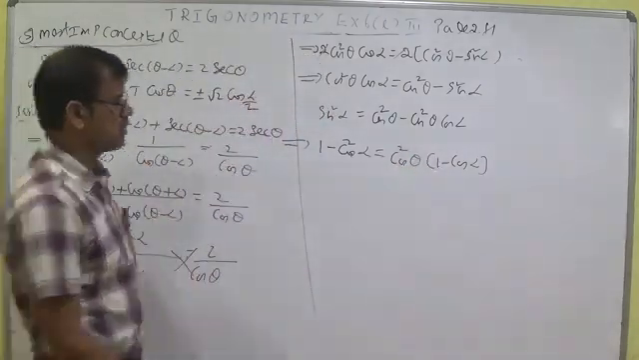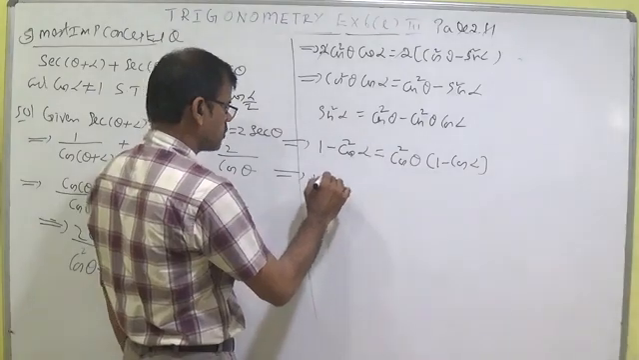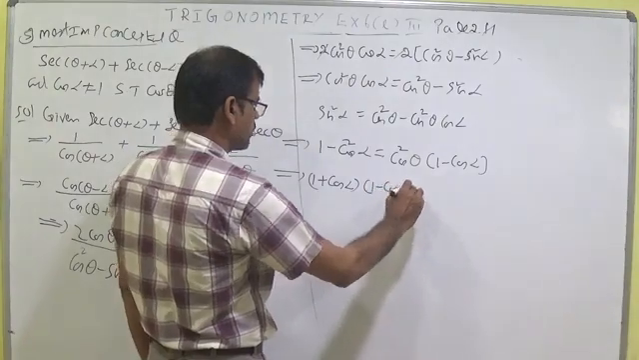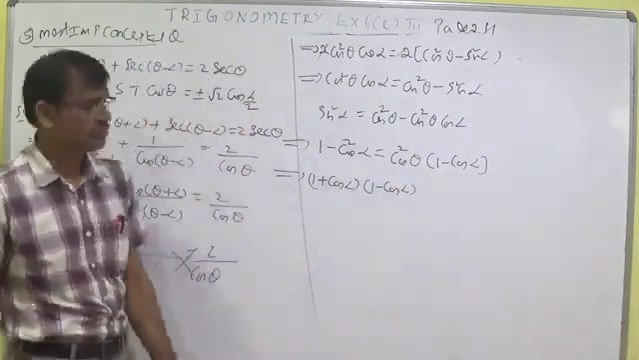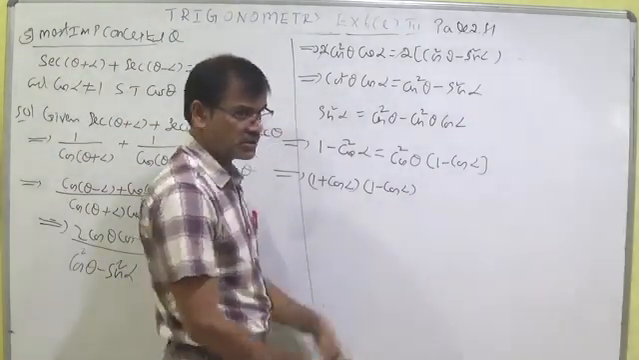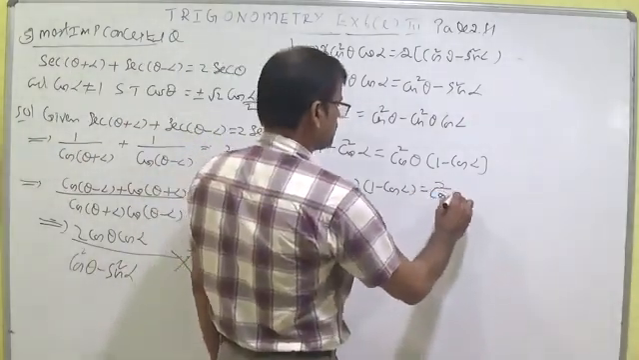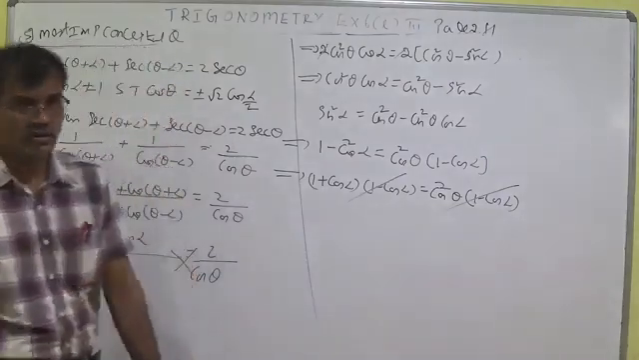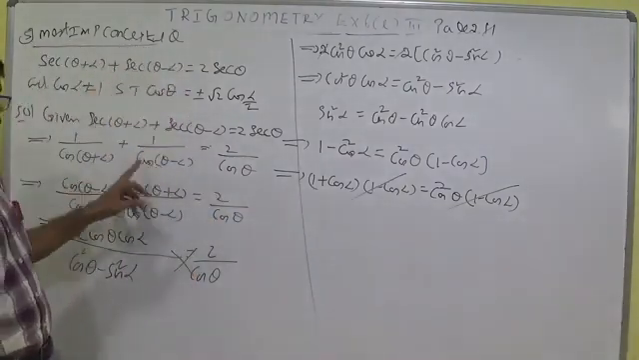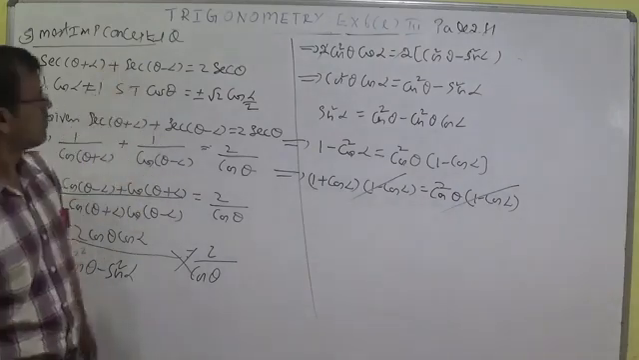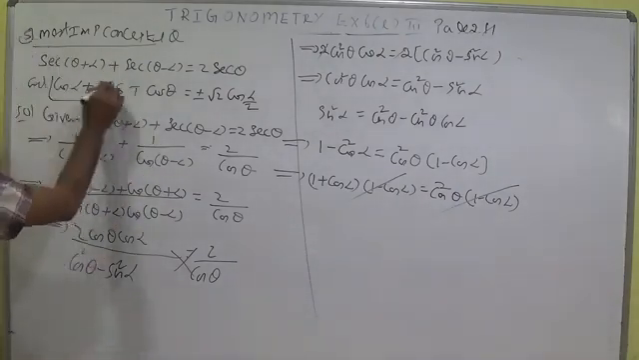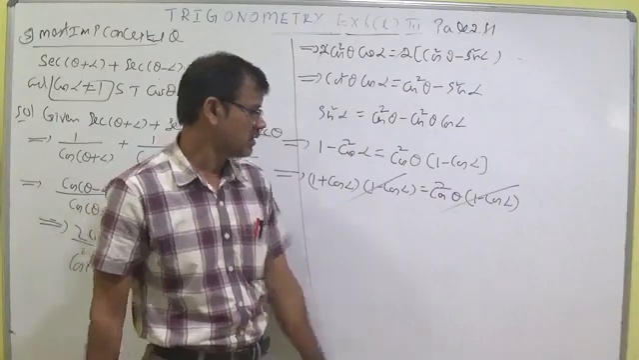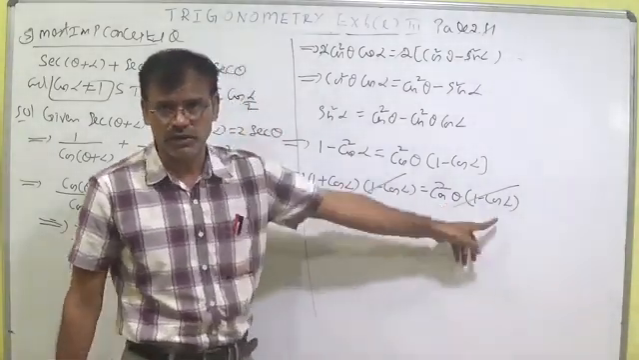1 minus cos alpha. Try to understand, this is of the form A square minus B square. So you can expand 1 minus cos square alpha as 1 plus cos alpha into 1 minus cos alpha, into here cos square theta into 1 minus cos alpha. 1 minus cos alpha gets cancelled. That is why in the question it is given cos alpha not equal to 1. Whenever cos alpha is equal to 1, it becomes 0 equal to 0, there is no sum. That is why, whenever cos alpha is not equal to 1, you can directly cancel on both sides.